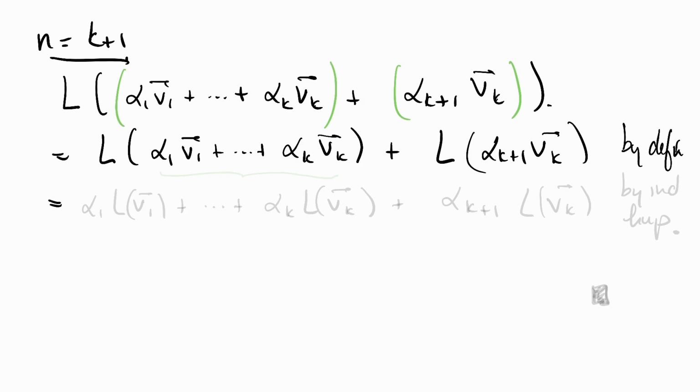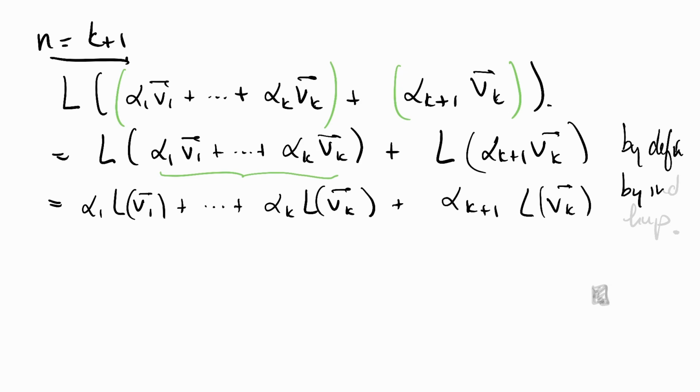And then we're going to use induction. Here we've got k, and we've assumed it works up to k different vectors. So we've got alpha 1 L V1 plus dot dot dot alpha k L Vk, and on the right we've got alpha k plus 1 L V k plus 1. This is by the induction hypothesis. And that's our proof. We got what we needed. QED.